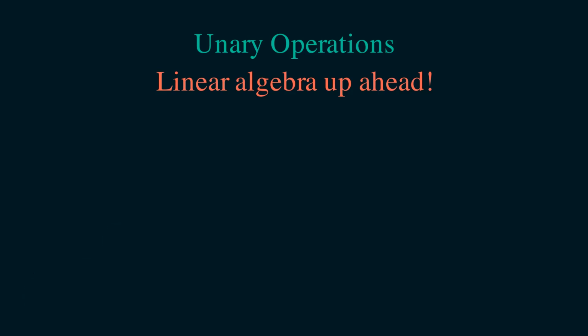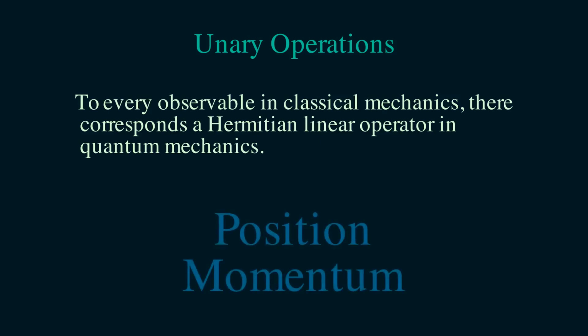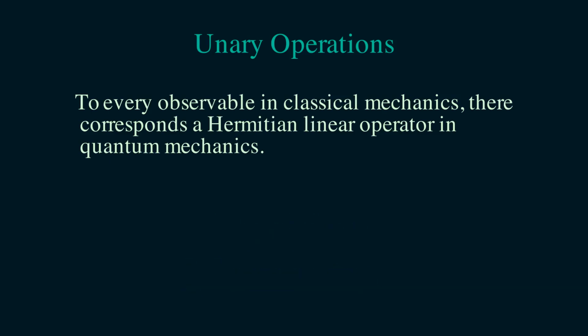The next property is that the operators must be linear. In fact, this is what the postulate states. It says that to every observable in classical mechanics, there corresponds a linear Hermitian operator in quantum mechanics. By the word observable, we are talking about properties like position, momentum, energy, and so on. So for every such observable, we have a so-called Hermitian linear operator.